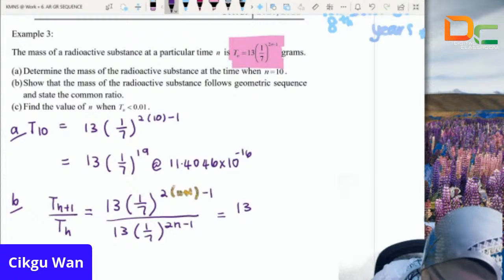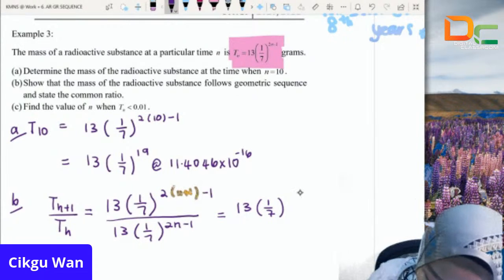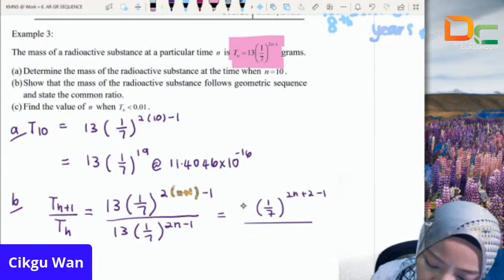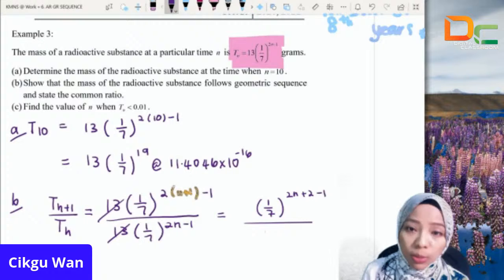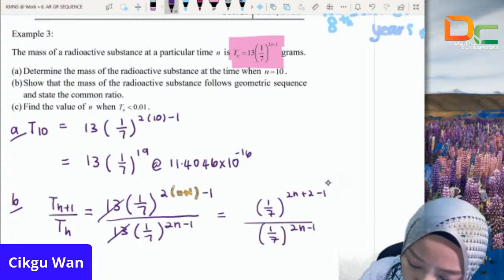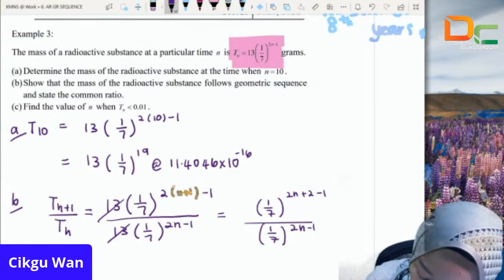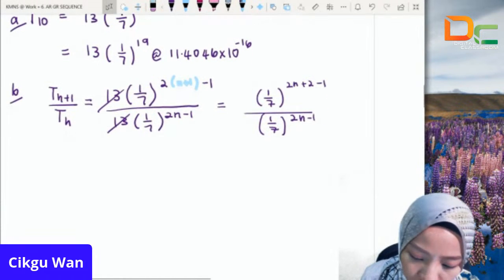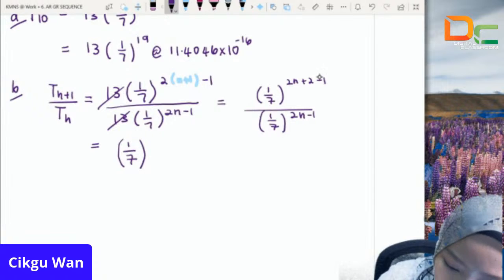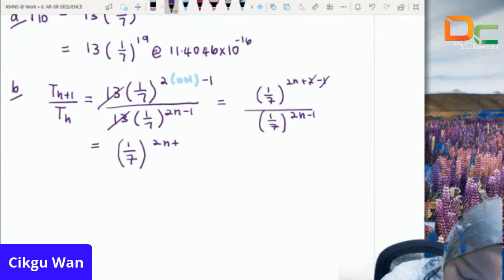Okay, 13, 1 over 7. Okay, so 2n plus 2. 2n plus 2 minus 1 over with 13, 1 over 7. Okay, 13 dengan 13 boleh cancel tak? 13 dengan 13 boleh cancel. So kita tak payah nak tulis banyak kali. So 1 over 7, 2n minus 1. Okay. Alright, 2 minus 1 adalah 1. Okay, I turun ke bawah. 1 over 7 to the power of ini dengan ini 1. So 2n plus 1. Okay.